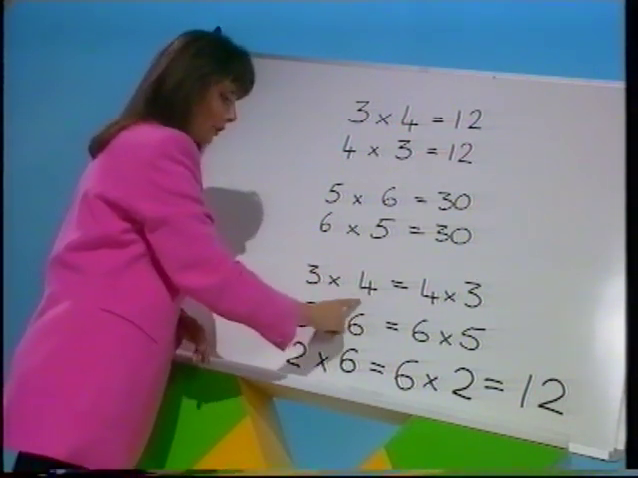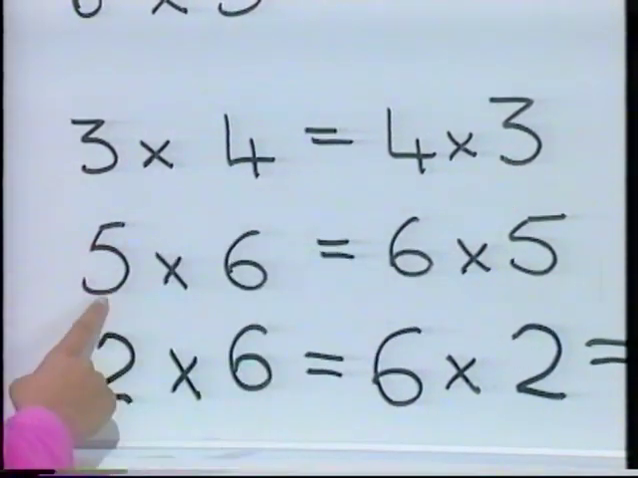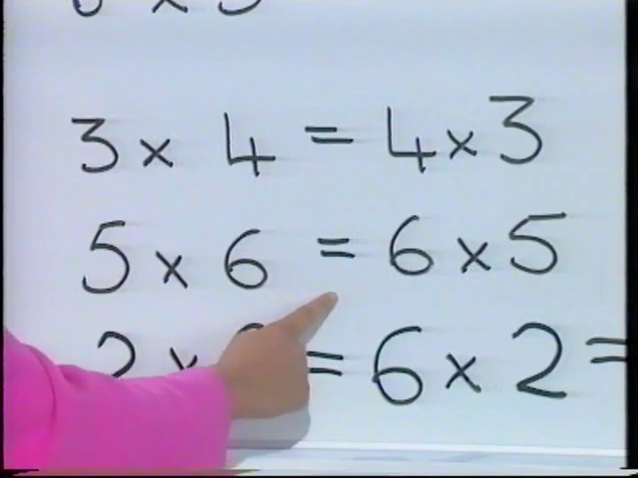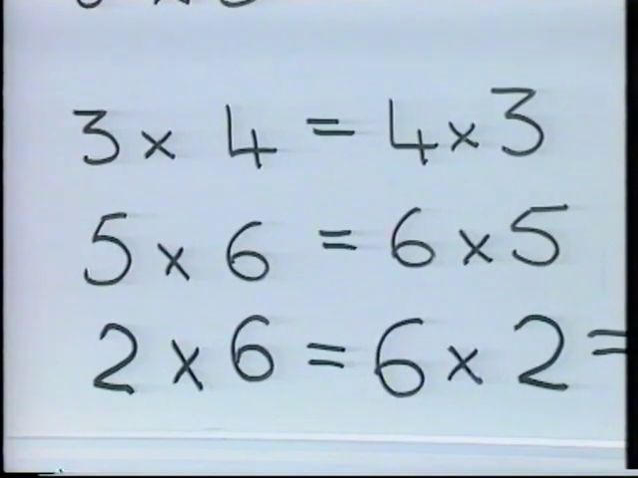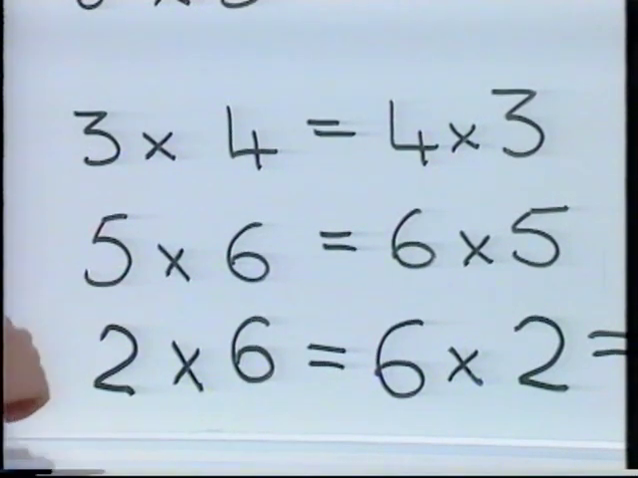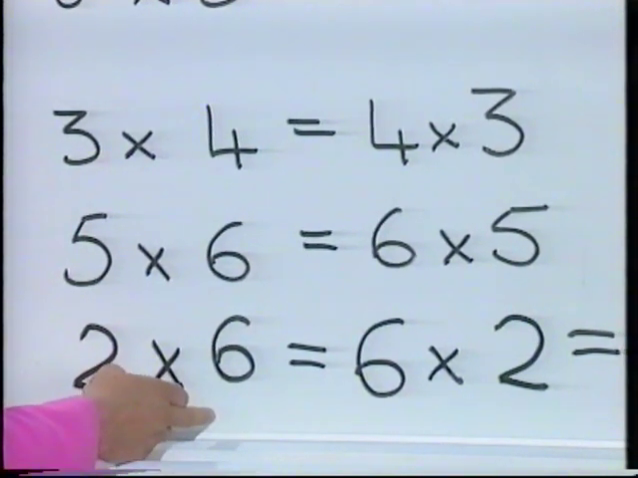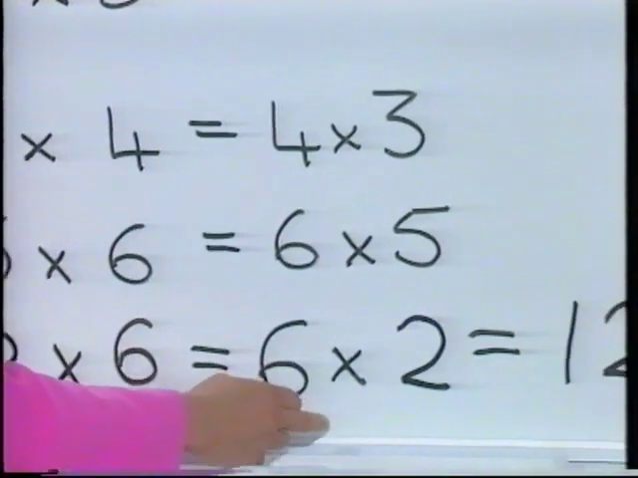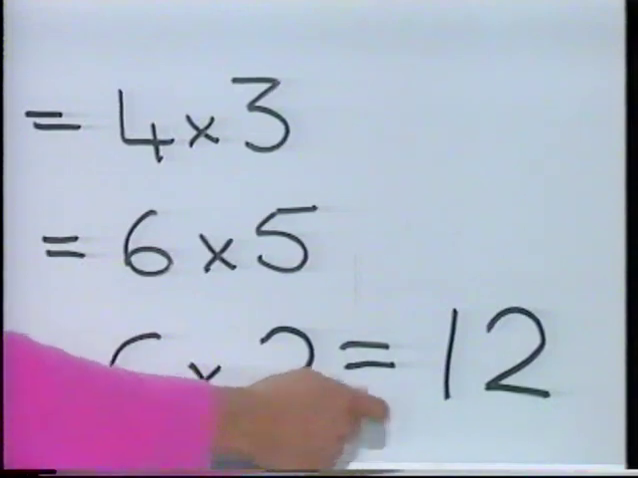Whichever numbers you try it with, you'll always find the same thing happens. 3 times 4 equals 4 times 3, and 5 times 6 equals 6 times 5. It doesn't matter which way round you put the numbers. If you know one, you know the other. So if you know 2 times 6, then you already know 6 times 2. It's the same answer, and that's 12.